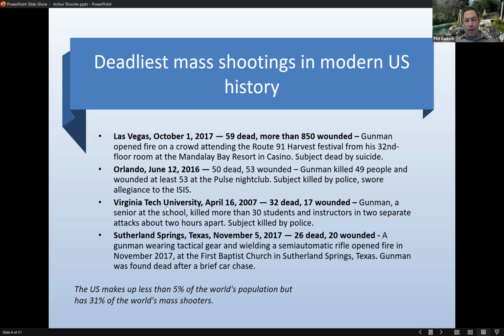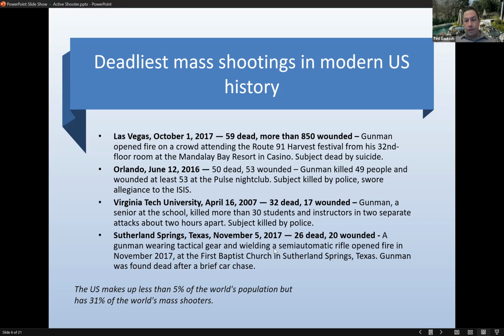So, we don't always know. Nobody always knows what their motive is, because typically they're ready to die at the end of their killing spree. Virginia Tech, that was another interesting one. He traveled around the campus and killed a bunch of students and instructors in 2 separate attacks, and then he was killed by the police. But he was another one who had a lot of red flags prior, and a lot of those red flags were just ignored.